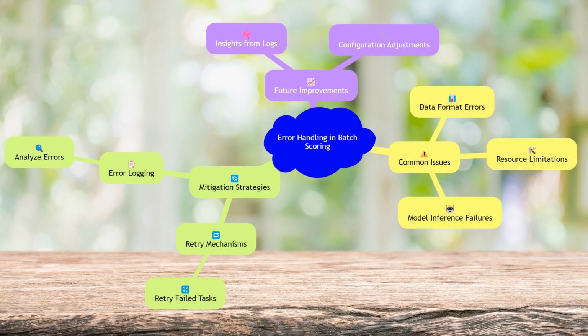Errors can occur during batch scoring, and it's essential to handle them effectively. Common issues include data format errors, resource limitations, and model inference failures. Implementing error handling and retry mechanisms can help mitigate these issues. For example, you can configure your batch scoring job to retry failed tasks a certain number of times before marking them as failed. Additionally, logging errors and analyzing them can provide insights into potential improvements for future jobs.